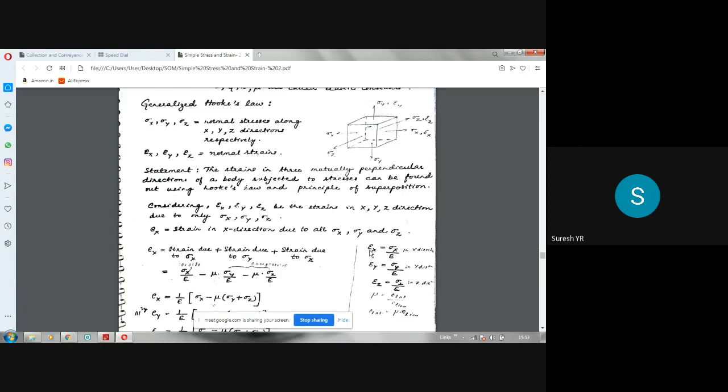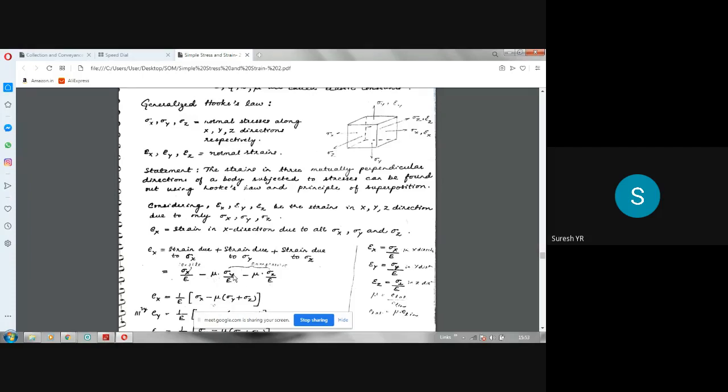You see here, epsilon x is sigma x by E in x direction. Epsilon y is sigma y by E in y direction. Epsilon z is sigma z by E in z direction. Now you know, according to the definition of Poisson's ratio, mu is equal to epsilon lateral divided by epsilon linear, or epsilon lateral is equal to mu times epsilon linear. That means here we have to take a term called lateral strain. So this is the lateral strain term. So what is lateral strain? Mu into linear strain, as per the definition of Poisson's ratio. So lateral strain is given by mu into linear strain.